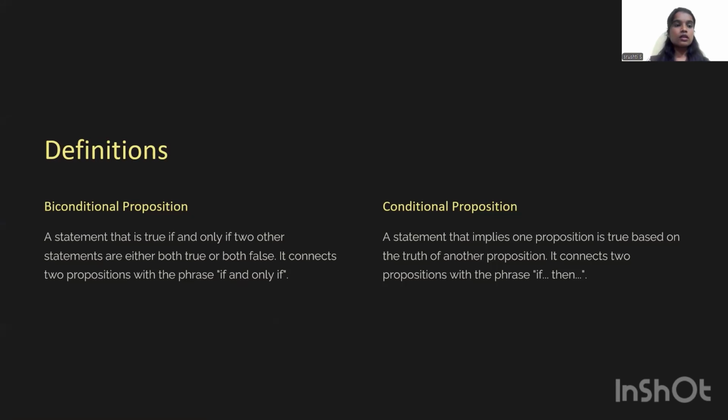Definitions. Biconditional proposition: a statement that is true if and only if two other statements are either both true or both false. It connects two propositions with the phrase "if and only if". Conditional proposition: a statement that implies one proposition is true based on the truth of another proposition. It connects two propositions with the phrase "if then".